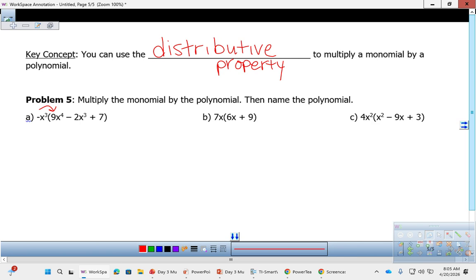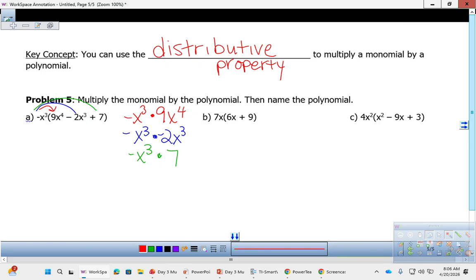So off to the side, I'm just going to jot. The first problem I'm doing is negative x to the third times 9x to the fourth. The second thing I'm going to do is negative x to the third times negative 2x to the third. And the last distributing I'm going to do is negative x to the third times 7, right? I'm multiplying that in. When I multiply each of those, I'm multiplying the coefficients, keeping the x the same, adding the exponents. There is no x that doesn't have an exponent, so I don't have to put a 1 anywhere, all right?